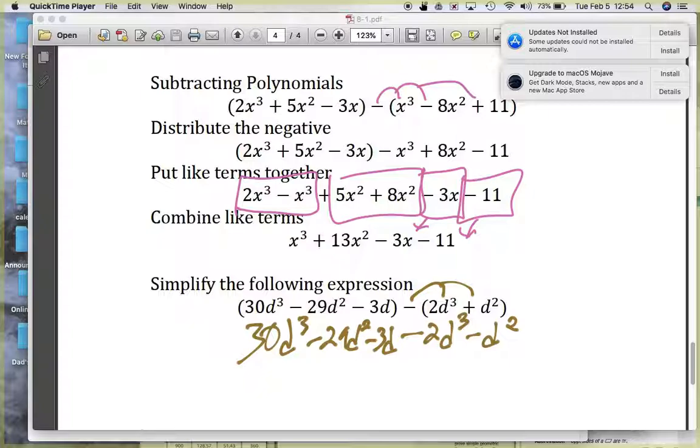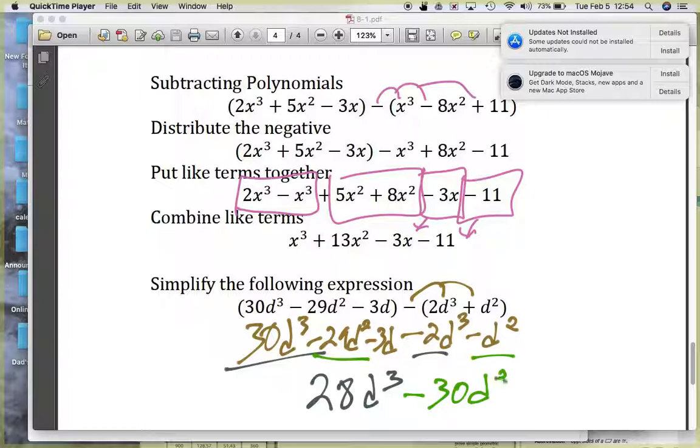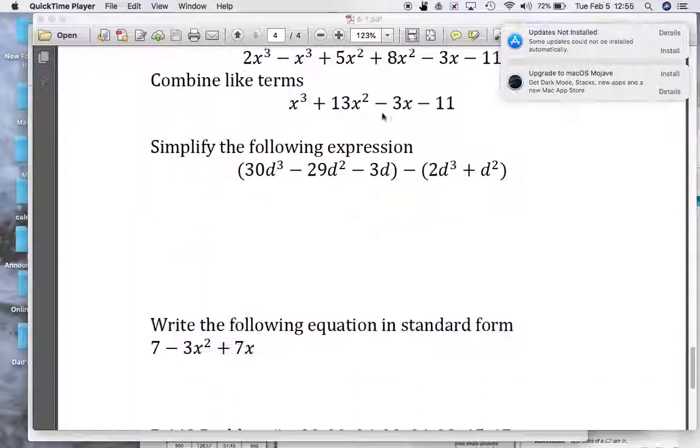Then I'm going to put my cubes together. 30 minus 2 makes 28. The squareds can go next. Negative 29 minus 1 makes negative 30. And then since this is the last number, it obviously just goes at the end. So that is my answer to that.